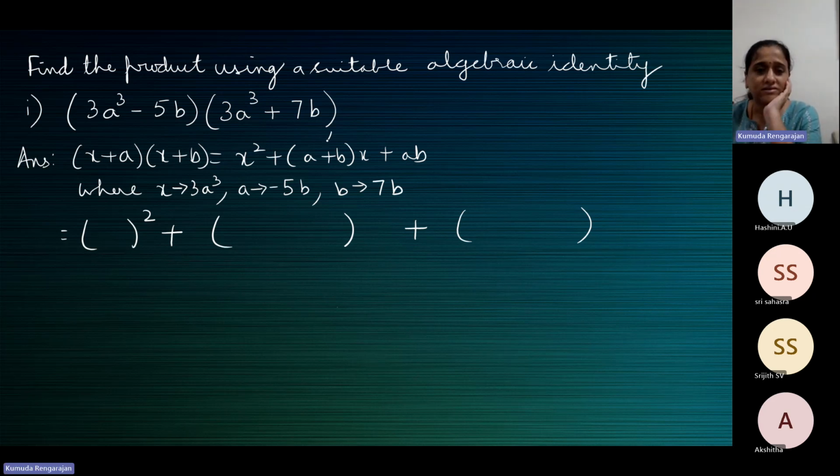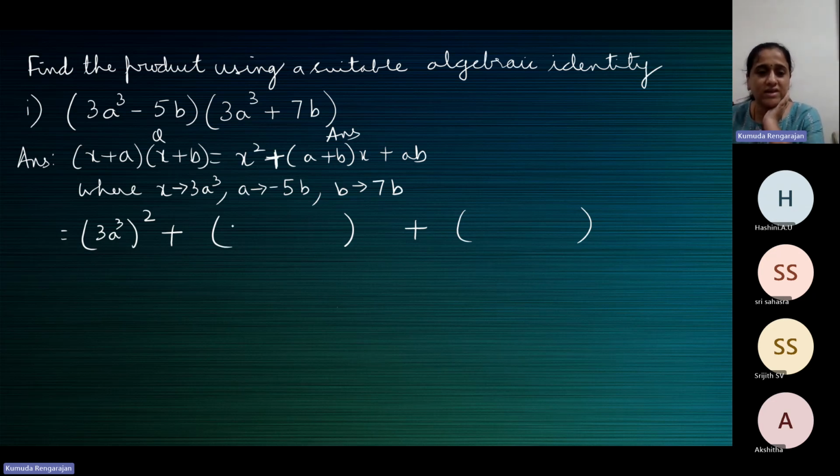This is the answer, right? This is the answer. This is the question. So you should write X squared. But what is X? 3A cubed. X squared plus. Why plus? Because in the identity it is plus. Whatever sign is in the identity, you should write that plus.